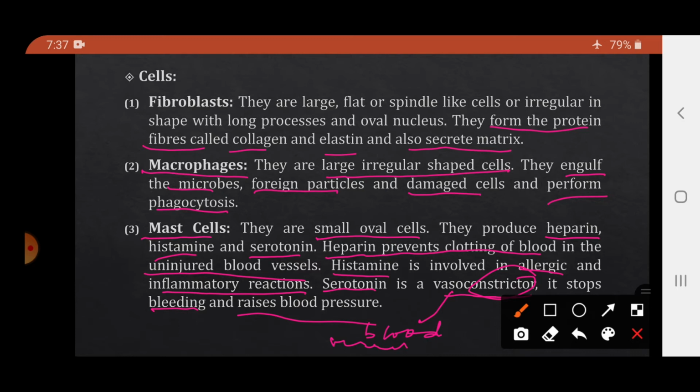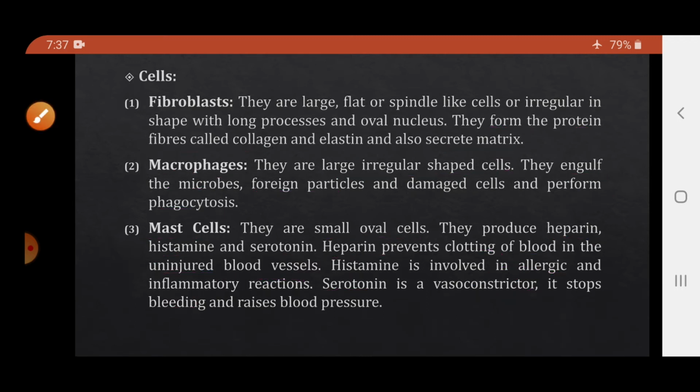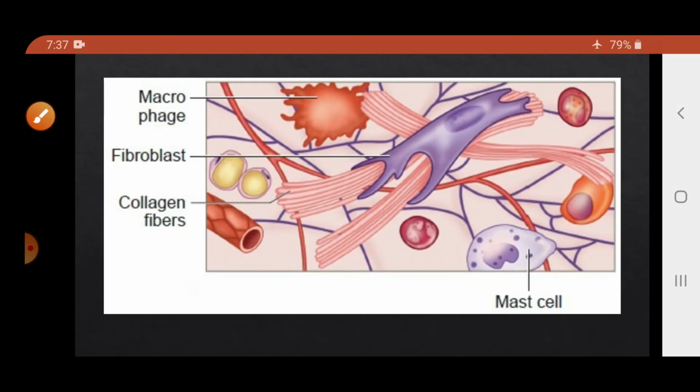So serotonin is basically a vasoconstrictor. Vaso related to blood vessel, constrictor यानी contract करना, constrict करना, उसकी cavity को narrow करना. So अगर blood vessels की cavity narrow हो गई तो क्या होगा? Of course the blood pressure increases, which will finally stop the bleeding. So these are the three cells which are found in the areolar tissue.